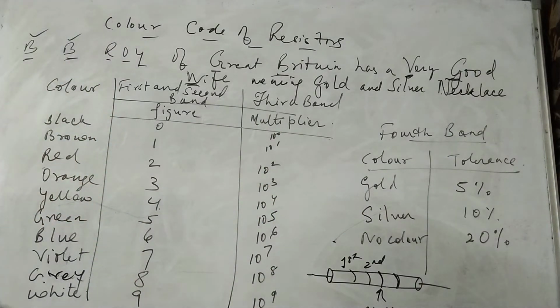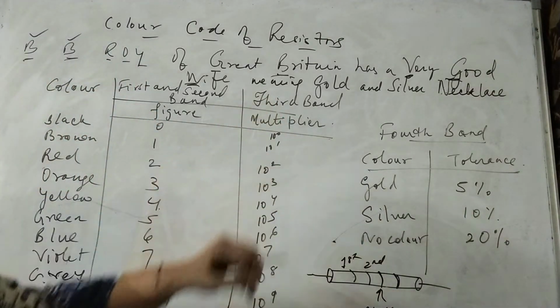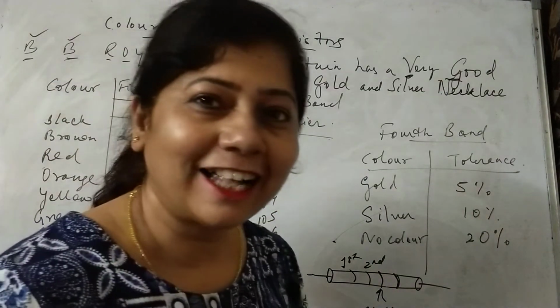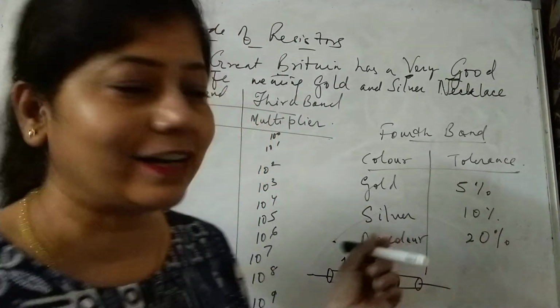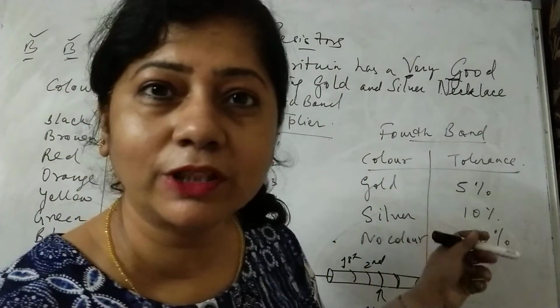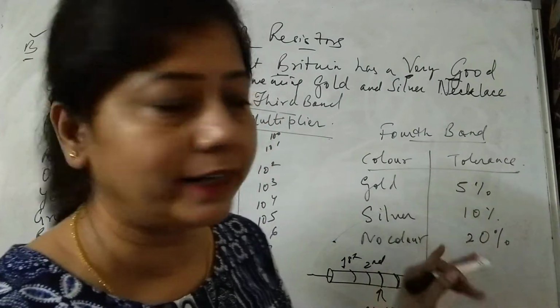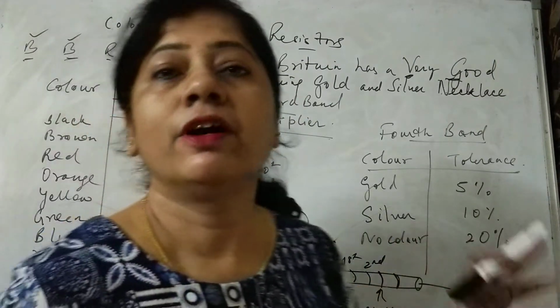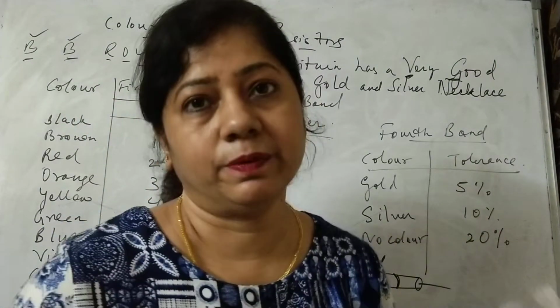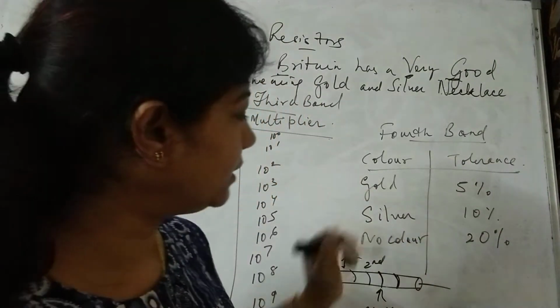Now the last one is the tolerance, and here we have another sentence written: wearing gold silver necklace. Wearing gold silver necklace means the first one is gold. Gold has 5% tolerance. Silver has 10% tolerance, and with no color it is 20% tolerance. So we have three categories here.